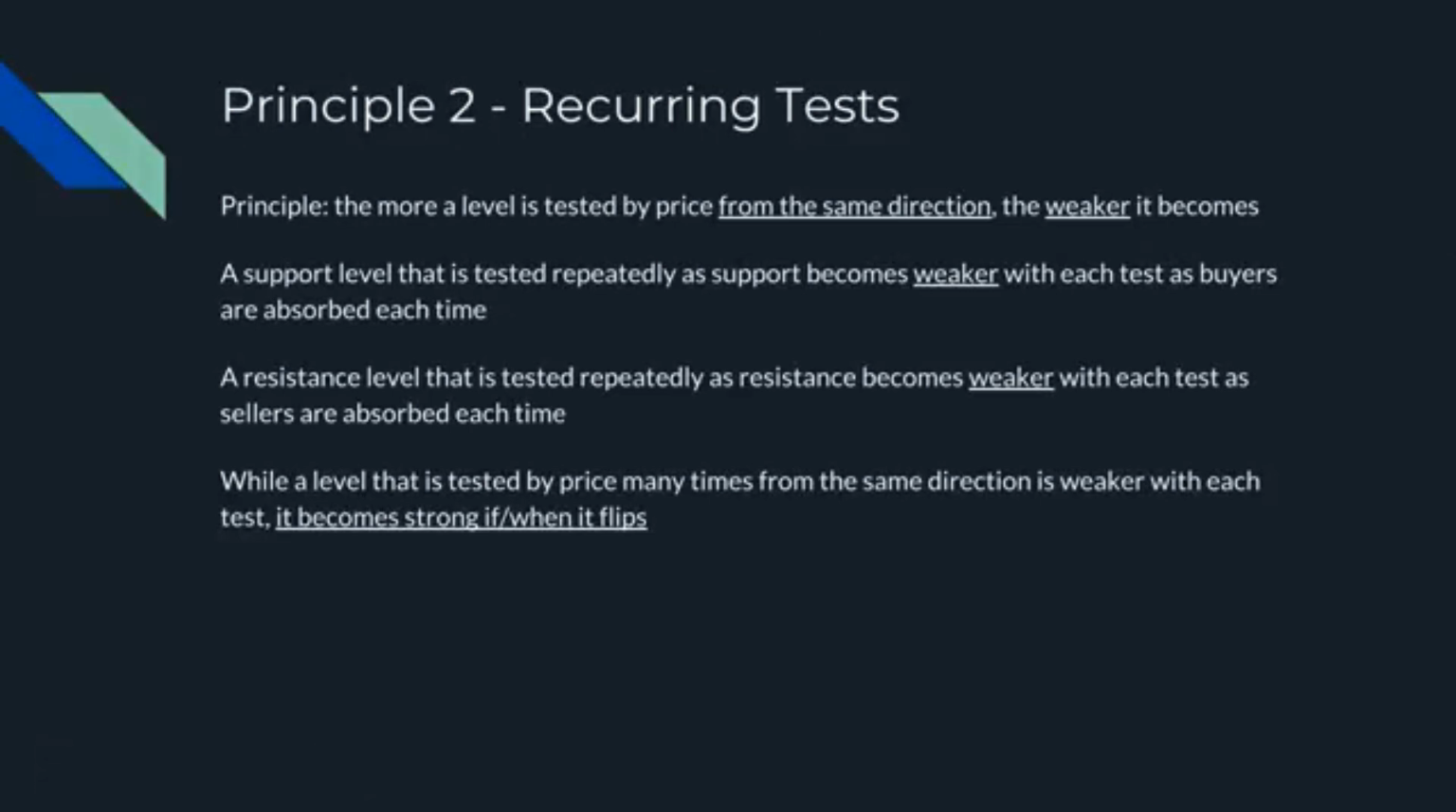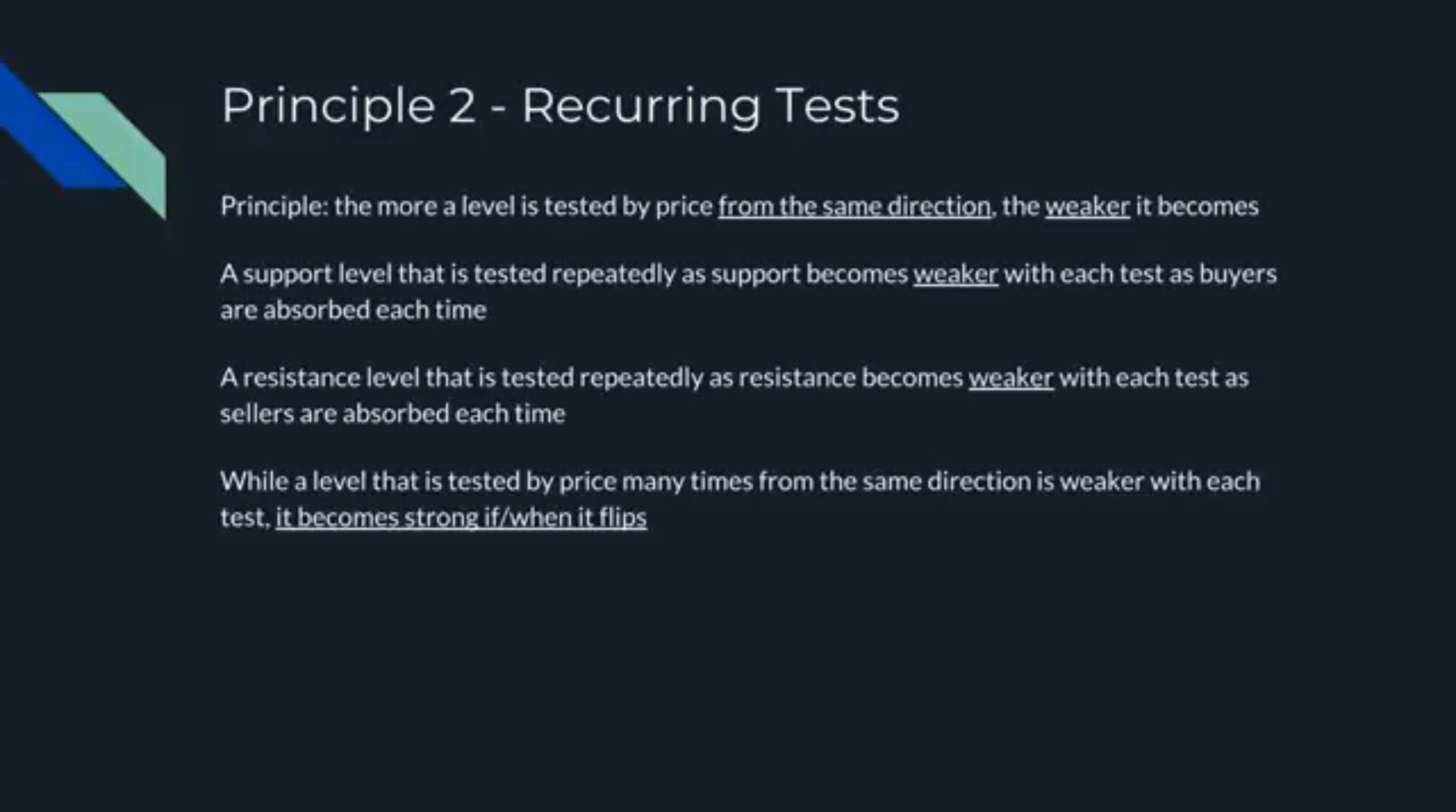Principle 2 is about recurring tests. Namely that the more a level is tested from the same direction, the weaker it becomes. Which might sound confusing or novel to some of you, but this is one of the most key yet confused concepts when it comes to SR. If price tests a level or a structure, whatever it may be, repeatedly from the same direction, it gets weaker, not stronger, with each test.